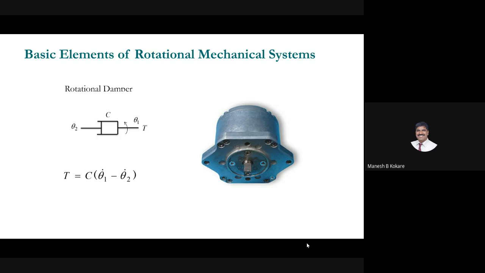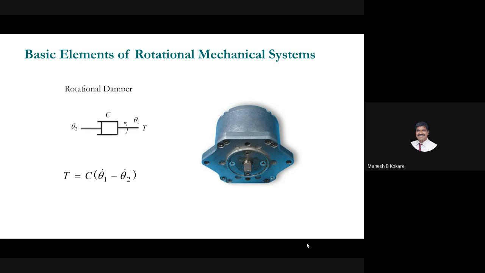So angular velocity is nothing but theta 1 dot minus theta 2 dot, because this is the difference between the angular velocities. Theta 1 dot is the angular velocity, theta 1 is the angular displacement. So T, the rotational torque offered by this rotational damper or dashpot, is directly proportional to the angular velocity. That's why it is written as theta 1 dot minus theta 2 dot.